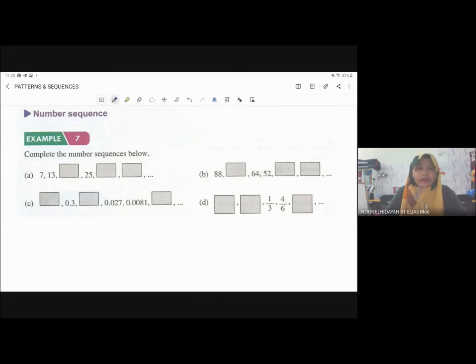Now look at example 7. Complete the number sequence below. Disebut kat sini number sequence. Bila dia kata number sequence, this set of number have pattern. Set number ni, a list of number ni, dia ada pattern. So, the first step you have to do is determine its pattern before you complete the number sequence ni.